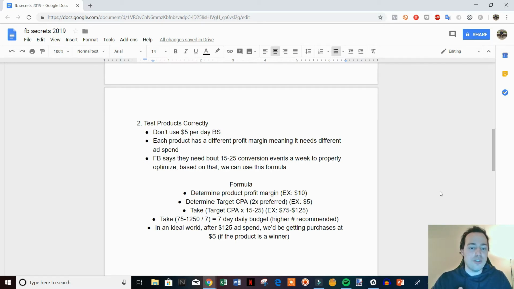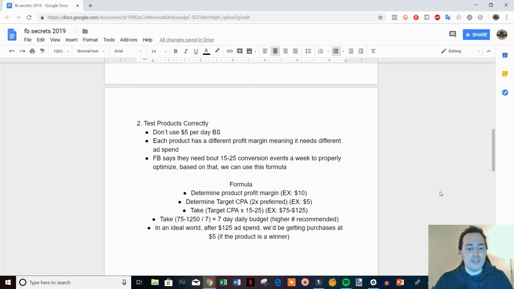And then we need to determine our target CPA. Like I said before, a 2x is preferred, so we're going to stick with a 2x. This means if our profit margin is $10, ideally we want to be acquiring customers for $5. So what we need to do then is take our target CPA, in this case $5, and multiply it by 15 and then multiply it by 25. That's going to give us a range of $75 to $125.